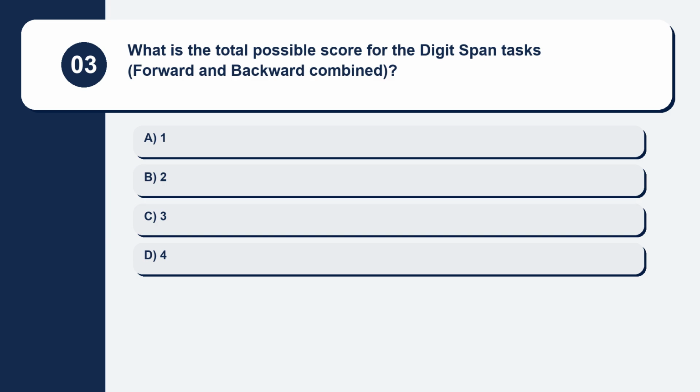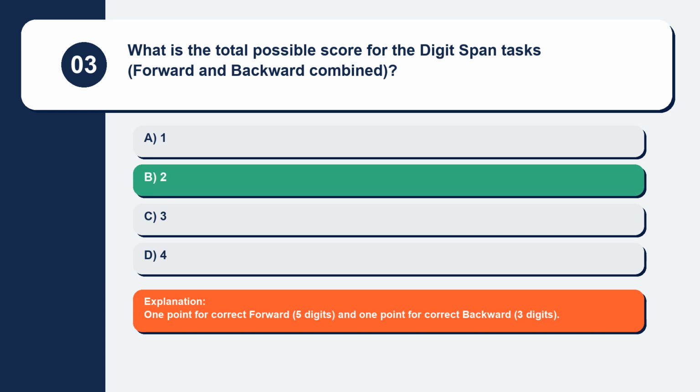Question 3. What is the total possible score for the digit span tasks, forward and backward combined? 1, 2, 3, 4. 1 point for correct forward, 5 digits, and 1 point for correct backward, 3 digits.